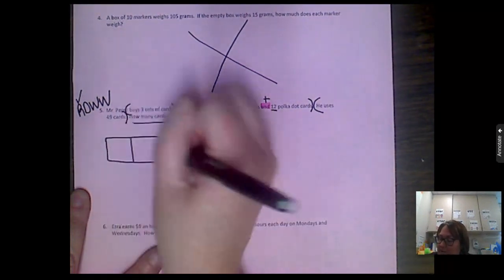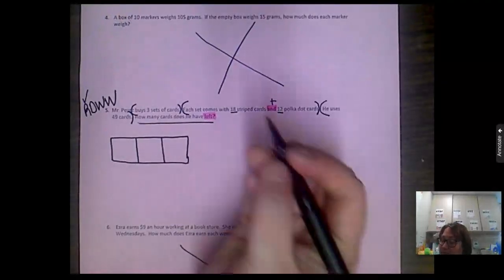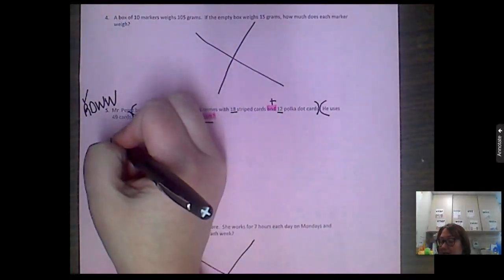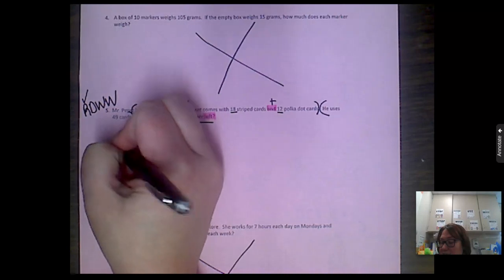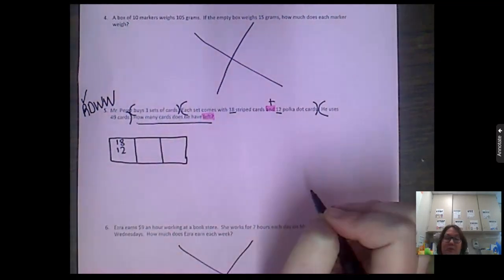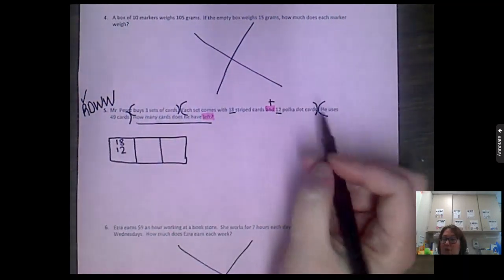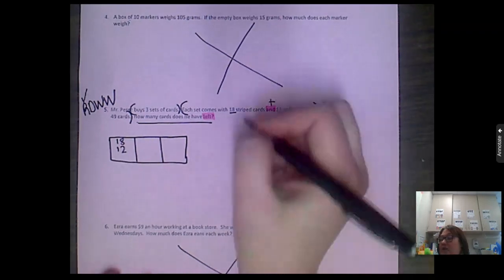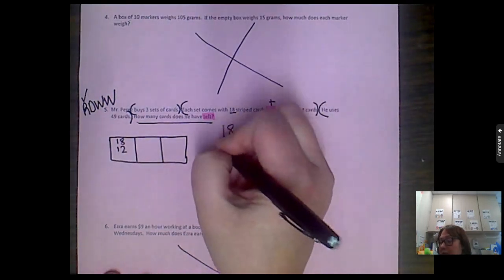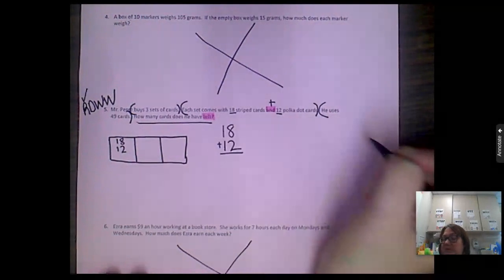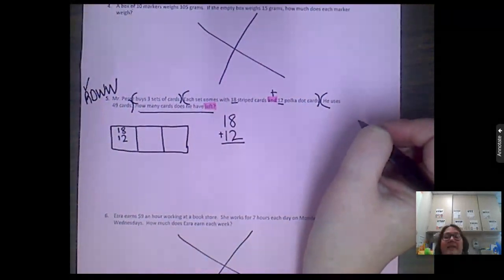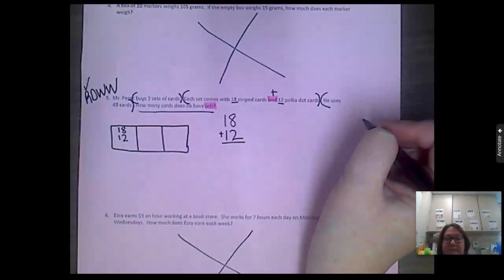So 3 groups, that means 2 lines. All right, so each set comes with 18 striped cards and 12 polka dot cards. There's a couple ways that you could do it. Each set has 18 and 12 right in it. So you could put both of those numbers in it, but we want to find the total. We already said we're going to add those 2 together. So let's do 18 plus 12. Go ahead and pause it and find that total for me.